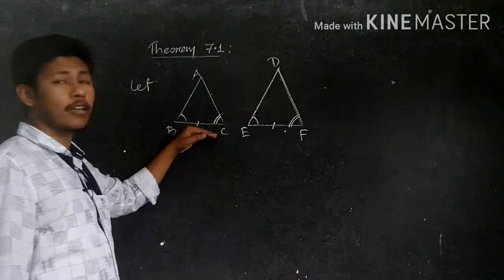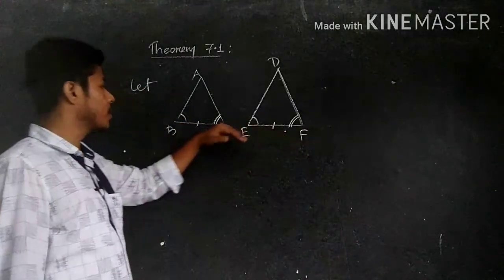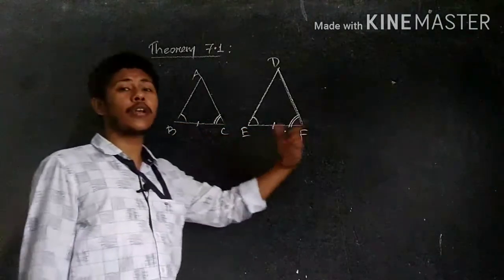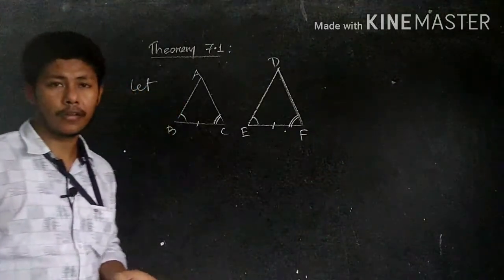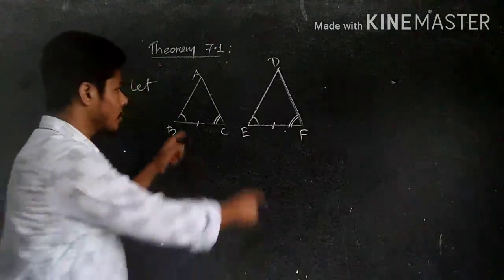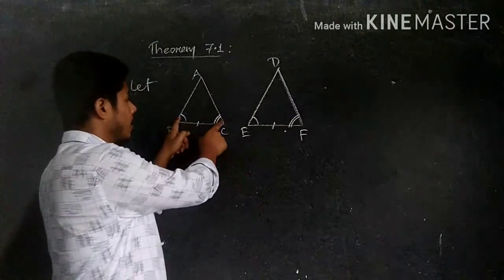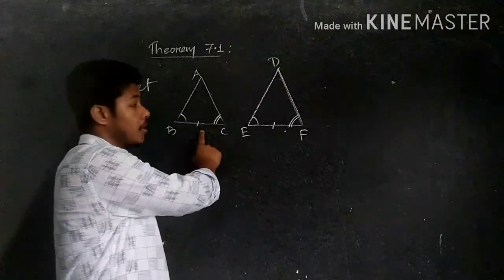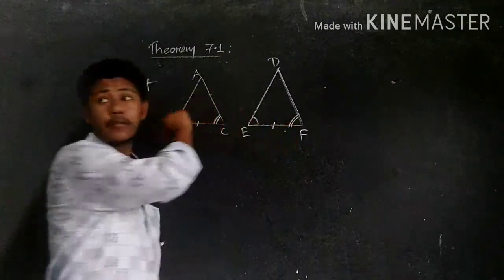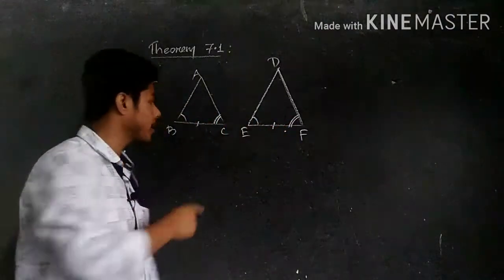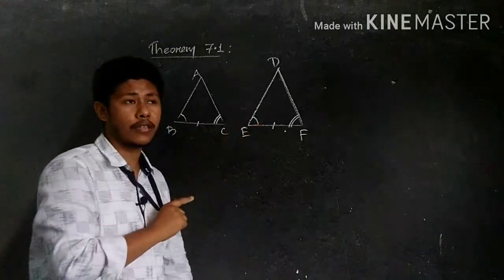and in between these two angles the side is which one? BC. So this BC or EF side is known as the included side. Is it clear? Because under these two angles the side is included here. Similarly, that's why this side is known as included side.